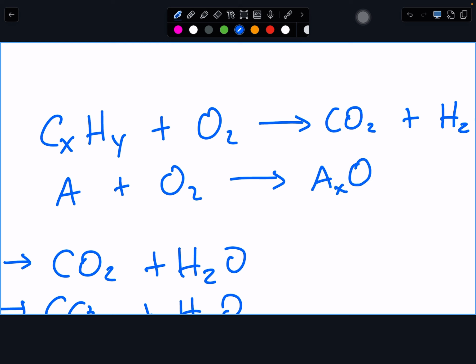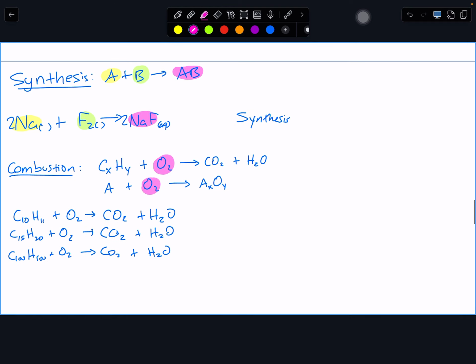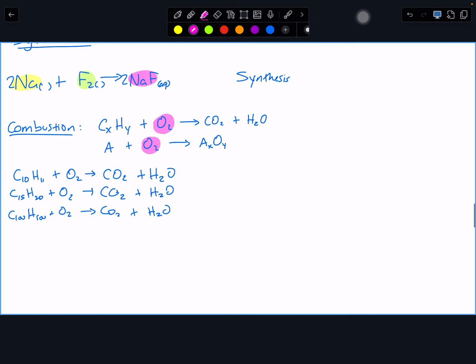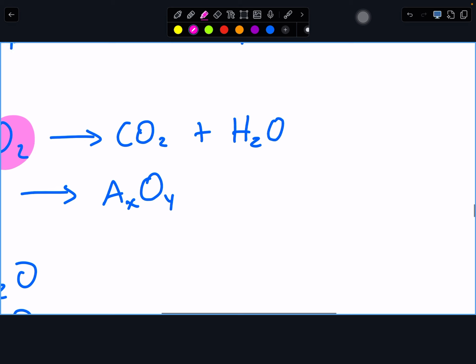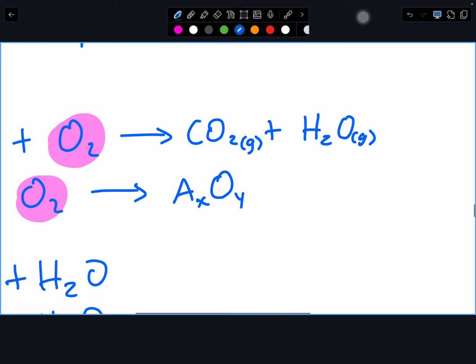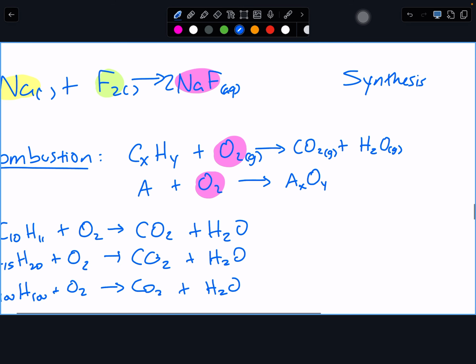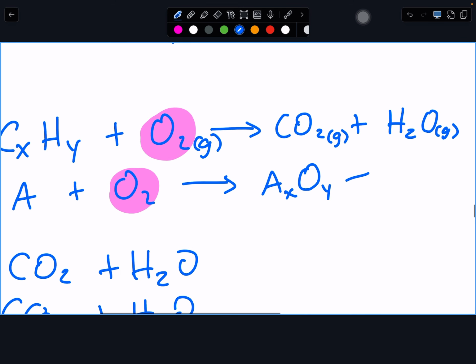Wait, combustion is when there's an O2 alone. Oh, yeah. O2 alone. That's what makes it combustion, is having O2 by itself. Okay, cool. And then, of course, you balance it. So remember, in combustion, everything's gases because of the heat. For this one, it depends. This one, I have a metal oxide.